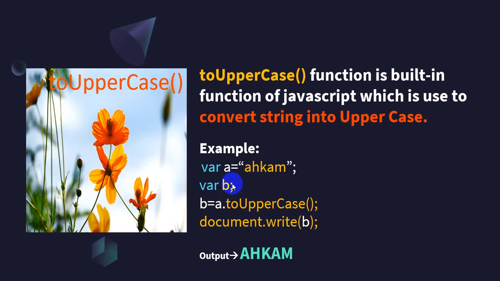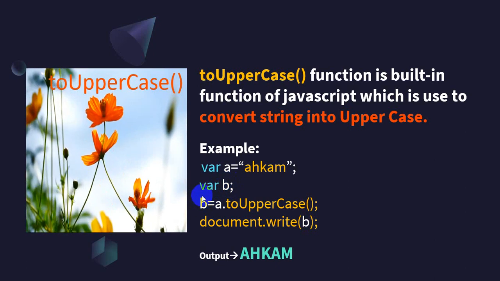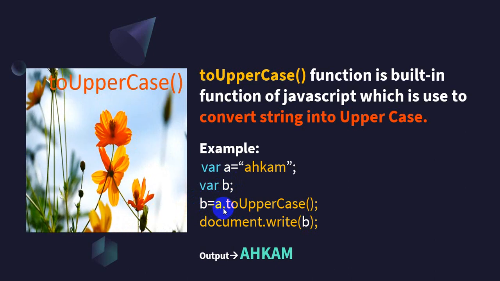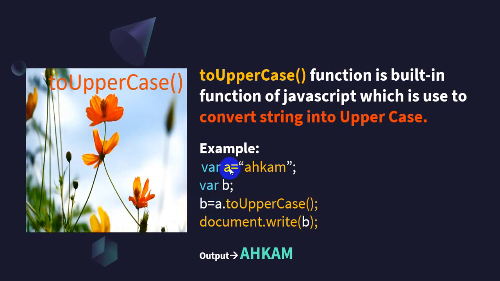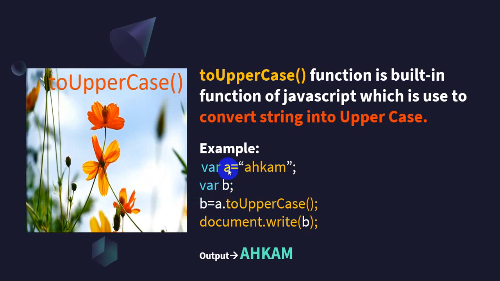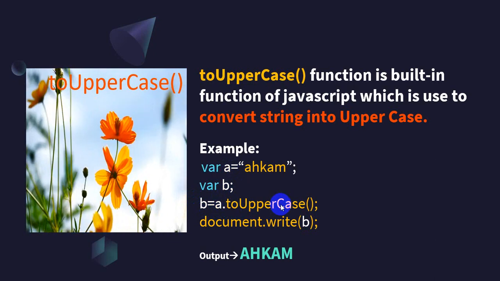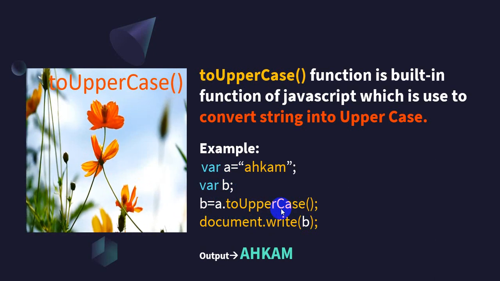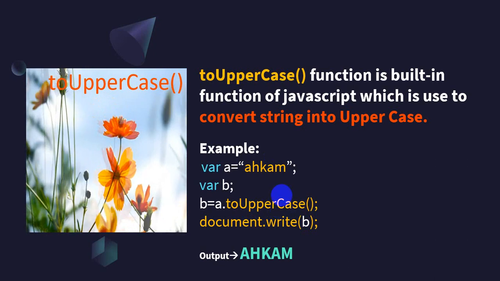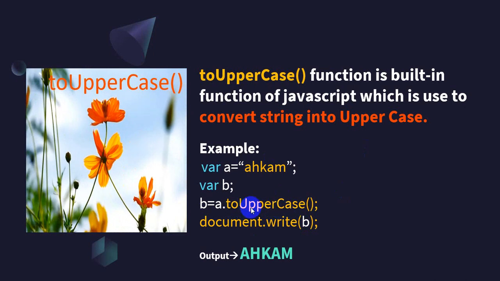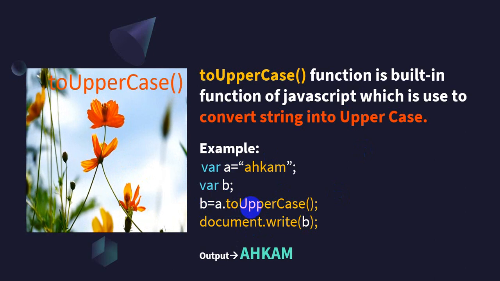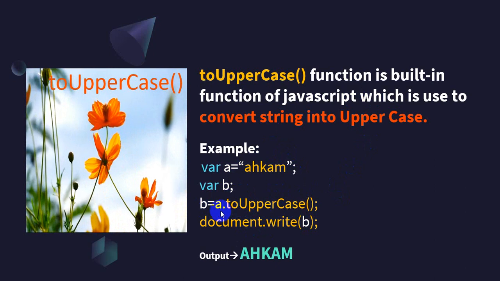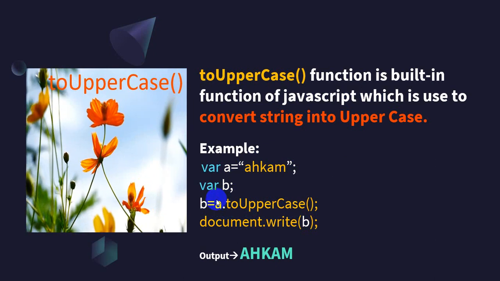Now I am going to assign some value to this variable in this line. So what am I going to assign? See, if you notice, I have written a dot. What is a dot? A dot means the value of a. A dot toUpperCase. Here I am using a function called toUpperCase, which is a built-in function, and the purpose or application of this function is to convert something into uppercase.